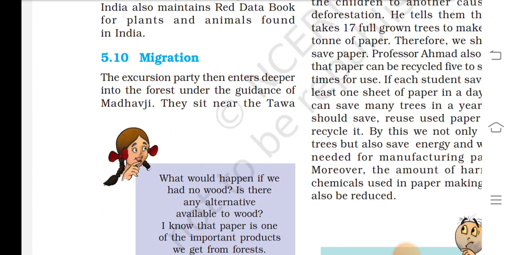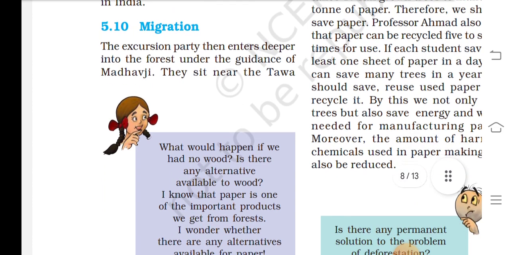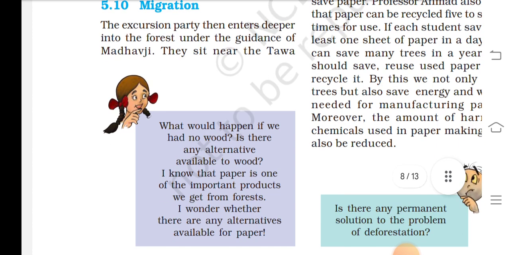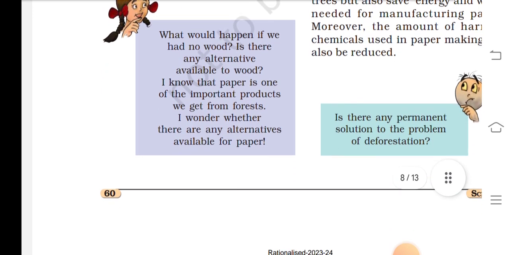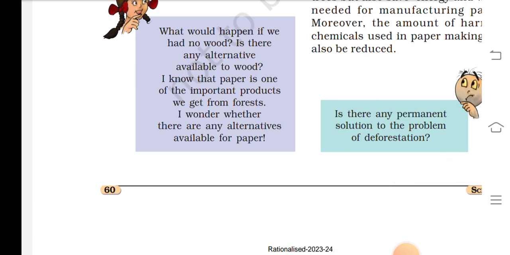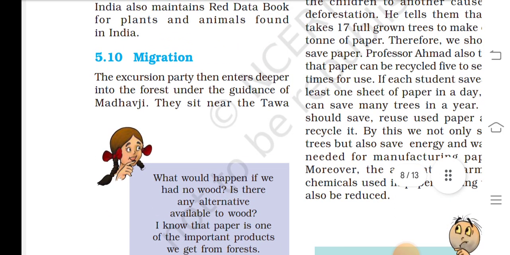Migration. The excursion party then enters deeply into the forest under the guidance of Mahadevji. They sit near the Tawa. What would happen if we had no wood? Is there any alternative available to wood? Paheli now knows that paper is one of the important products we get from forest. I wonder whether there are many alternatives available for paper.